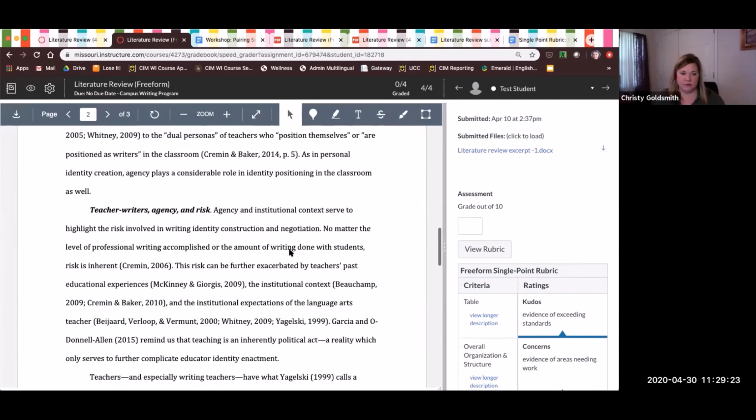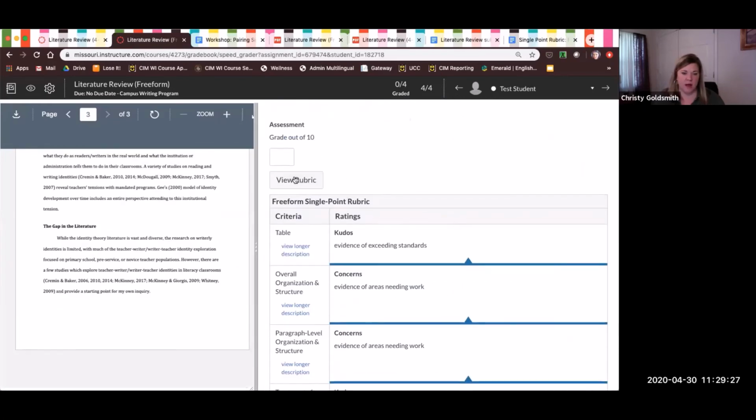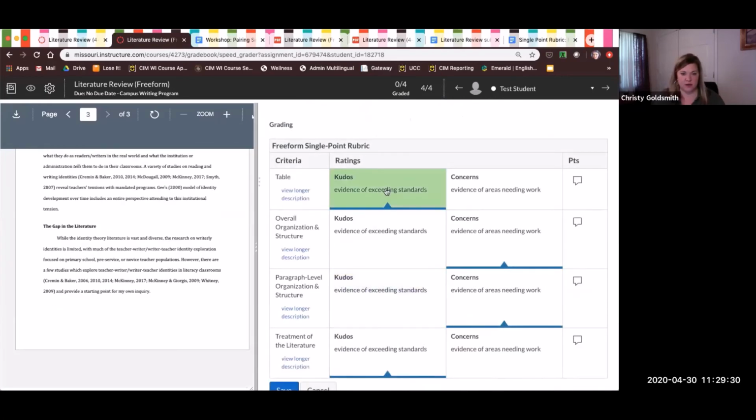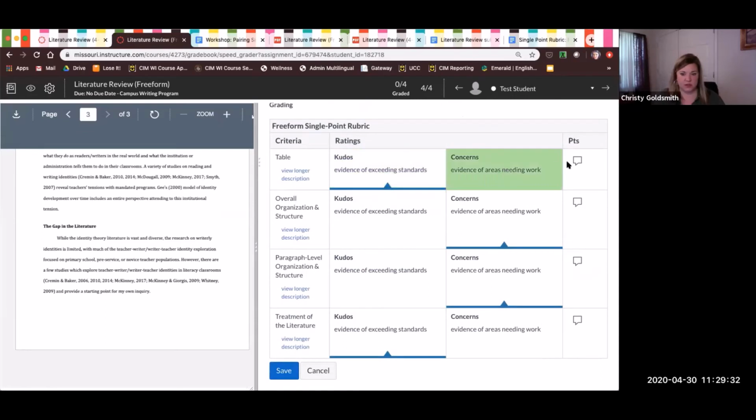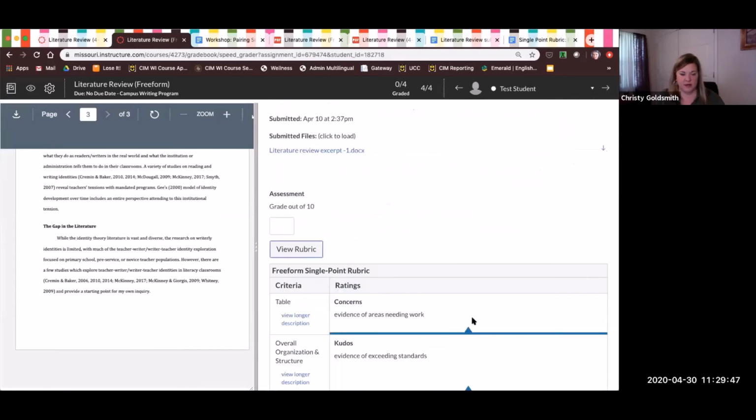So again, I would read through the student's document, and then I would view rubric. On this one, it just has kudos and concerns, and you'll notice that there's no points here. These little bubbles will allow you to type specific comments, but we don't want to do that because we're trying not to duplicate our work, right? So I click kudos. Oh no, I gotta click concern. There's no table. Maybe the rest of these are pretty good. And then I hit save.